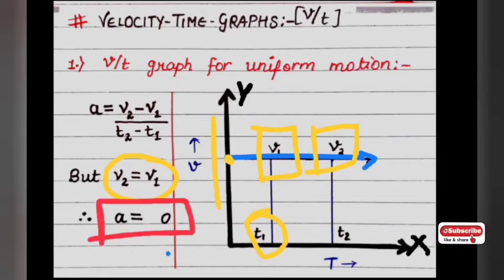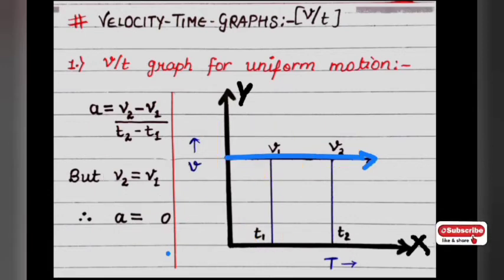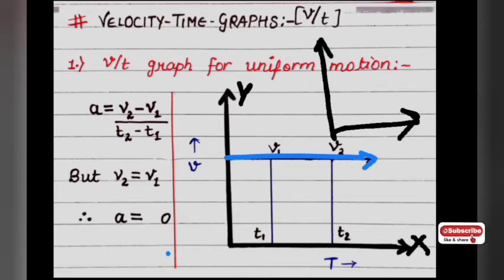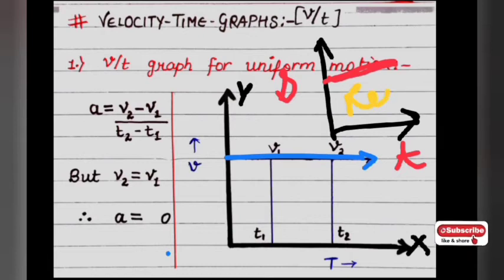Now you can compare the same graph with the position time graph. You know what the position time graph tells us: if we take the s and t graph on the y and x axis respectively, and the graph line goes straight like this, what does it mean? It is a constant, meaning the object is at rest. When we see this type of graph, the object is at rest, as I told you in earlier videos.